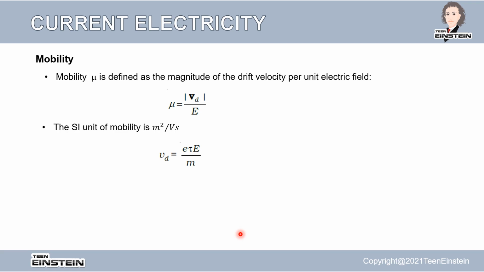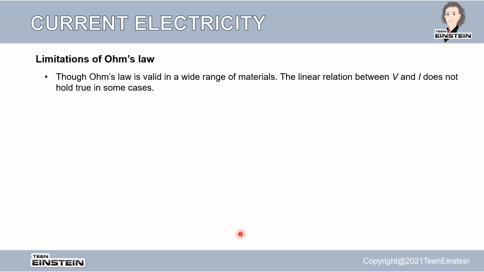So let's see how we get the mobility value. v_d equal to e tau E by m, we already know. Let's substitute it in the equation of mobility, mu equal to v_d by E. Then we get mu equal to e tau by m. Here tau is the average collision time for electrons. That means how much average time an electron takes between collisions, collisions with the atoms or with other electrons. That is given by tau.